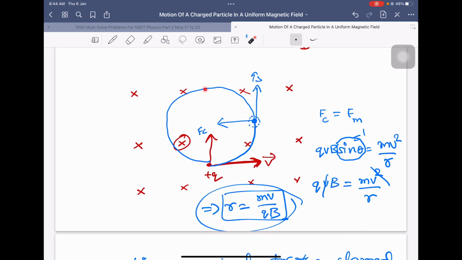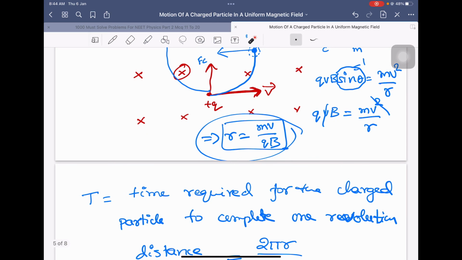So if the charged particle has to continuously move in a circular path, the outward centrifugal reaction should be equal to the centripetal force, which is the magnetic force. So qvB sin theta is equal to mv square by r. At every point here, the angle between velocity and the magnetic field is 90 degrees, so sin 90 is equal to 1. So qvB equals mv square by r. v and v get cancelled. So we can write the equation for r: r will be equal to mv by qB.